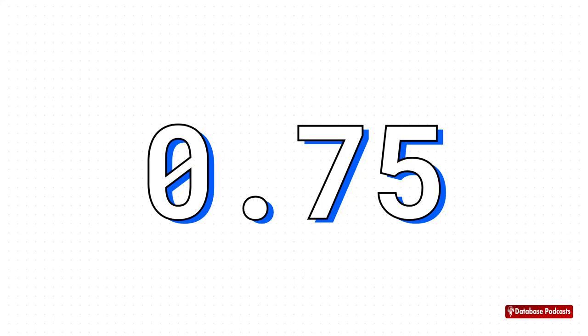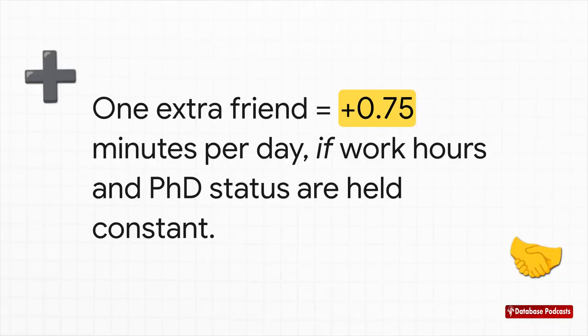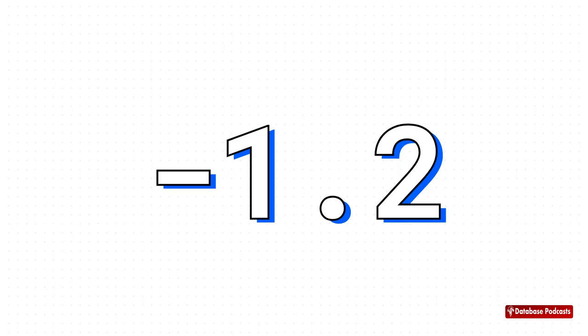Let's make this real with our num_friends variable. Imagine our model spits out a coefficient of 0.75 for the number of friends. What does that actually mean? It means that for every single additional friend a user has, we predict they will spend an extra 0.75 minutes, so 45 seconds, on the site per day. But here's the crucial part. That's only true if their work hours and their PhD status stay exactly the same, all else being equal. See how that works?